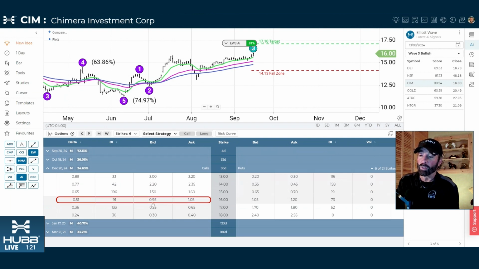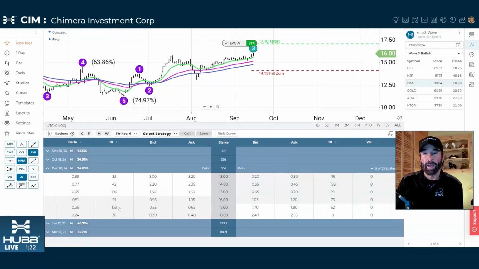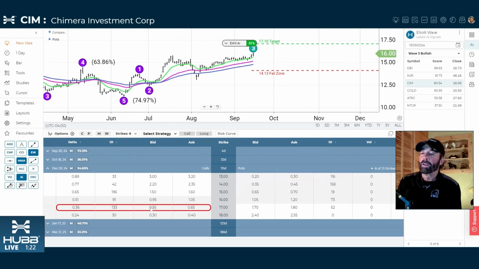the ideal one is probably down here around the 16 strike, excuse me, with 95 by $1.05. It's only 91 contracts, so it's less than 100 contracts, because you go up, it's only 50 cents more for 14 deltas, where here it's 75 cents more for 12 deltas. So again, it's averaging out the delta per dollar.